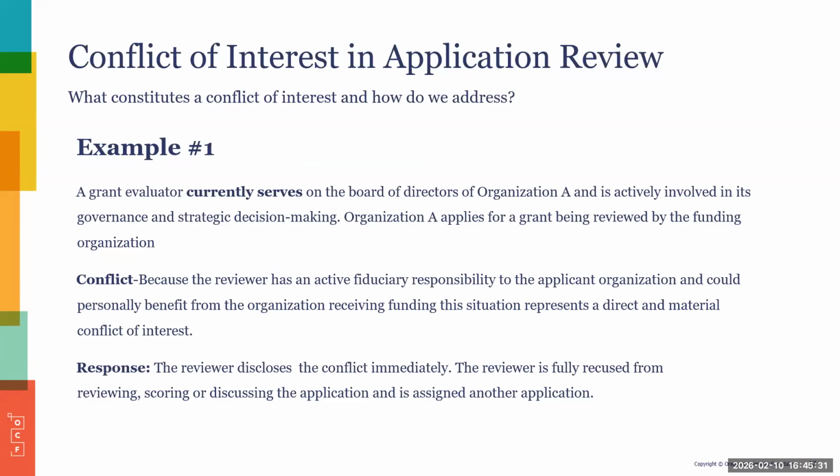Here are some examples. Example 1: grant evaluators can have conflicts of interest in several ways. One common area is organizational or governance relationships. For example, a conflict of interest exists if a grant evaluator currently serves on the board, advisory committee, or executive leadership of an applicant organization. So the conflict is if they have decision-making authority or fiduciary responsibility for the organization, that's considered a conflict.